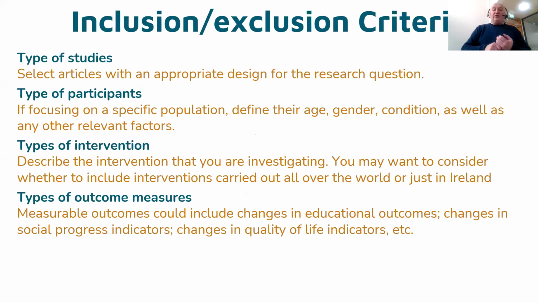So I mentioned inclusion and exclusion criteria as one of the aspects of your protocol. You should be thinking about what type of studies you're interested in, and the type of participants. Are they male, female? Do they have certain conditions? What intervention are you investigating? Is it rehabilitation? Is it a lifestyle change? Is it surgery? And what kind of outcome measures? Is it educational outcomes, social progress indicators, quality of life, etc.? They're also going to help you build up your search strategy as well.